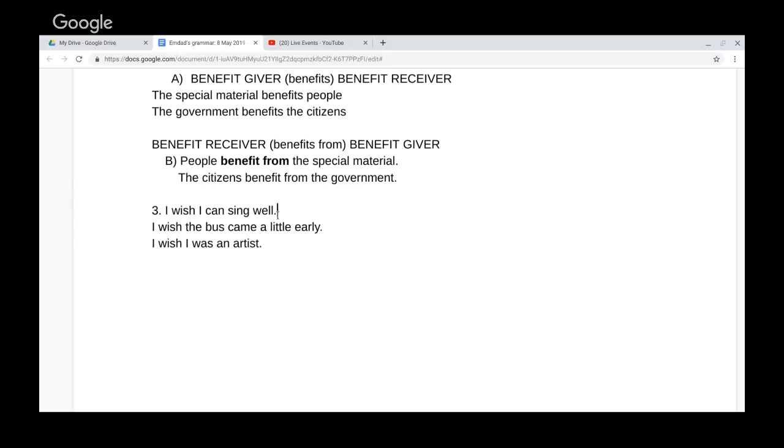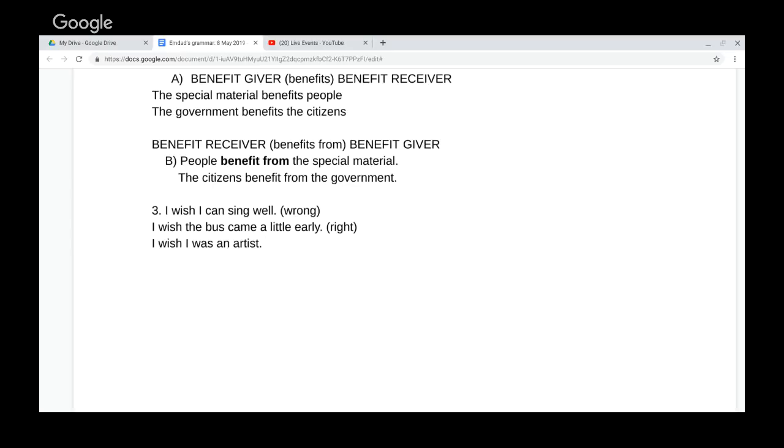Let me write it here. So this one is obviously wrong. I wish the bus came, because we're using simple past, so it is 100% right. But when you use I wish I was an artist, why is this sentence wrong? This sentence is 100% wrong. I'll give you the reason for this, and I want you guys to make no mistake from now on when you see these sentences.